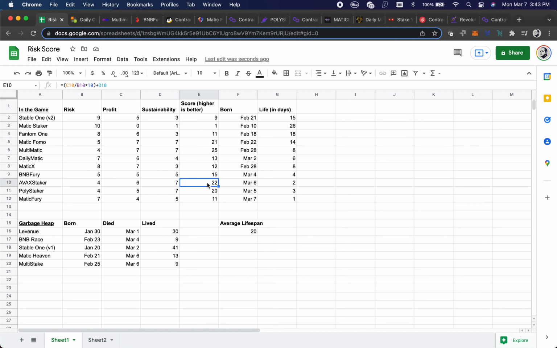AVIX Staker because the balance is just so high for being so young. So I'd watch that one if it keeps going up and up and up. It's really good. Just remember, the earlier the better to get in on these, especially the ones that just keep going up. And Polystaker, I think those are kind of my top 4.